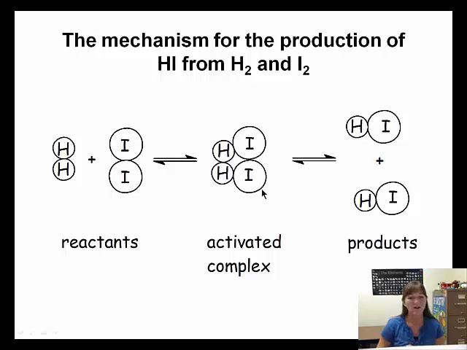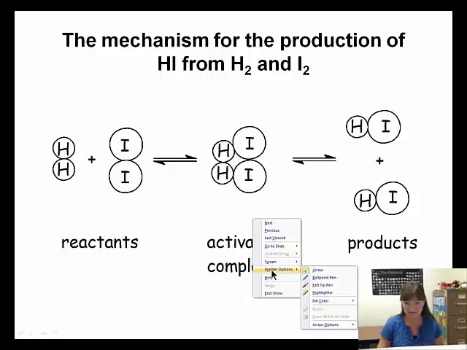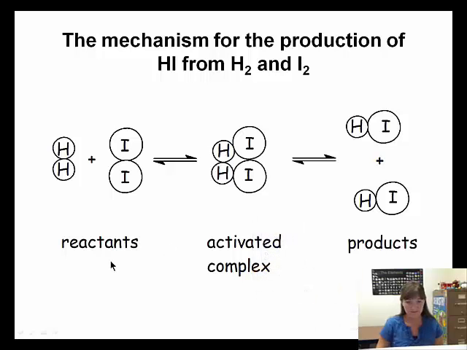Now, what we call that intermediate step, where you're halfway in between, where you're starting to form the new hydrogen iodine bonds and you're starting to weaken and break the hydrogen bonds or the iodine bonds, that is what we call an activated complex. Another word for the activated complex, we can just write it here on this slide, just in case I use this word, is called the transition state.